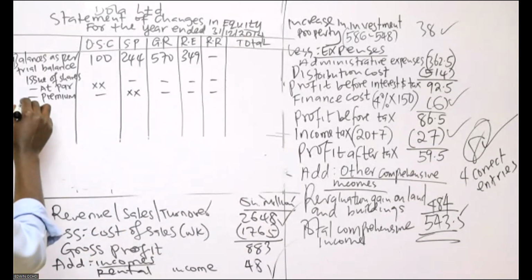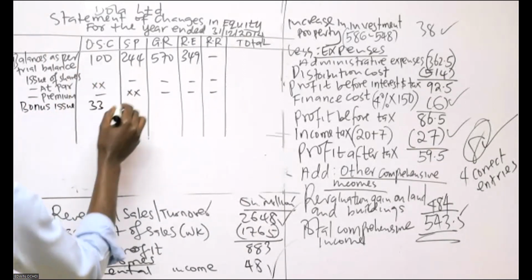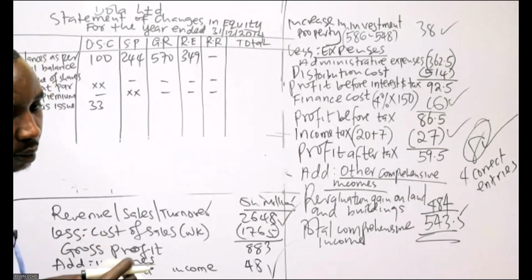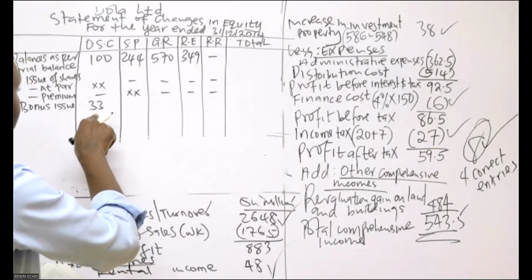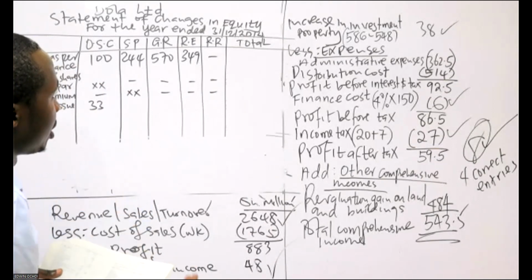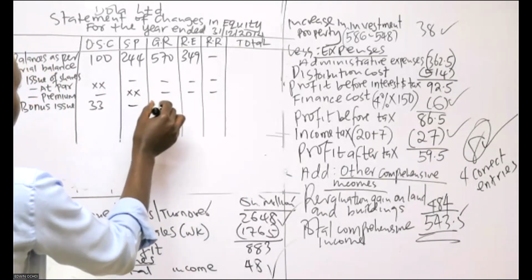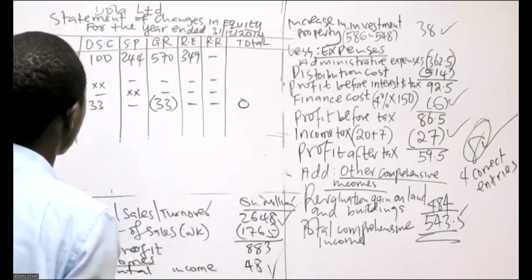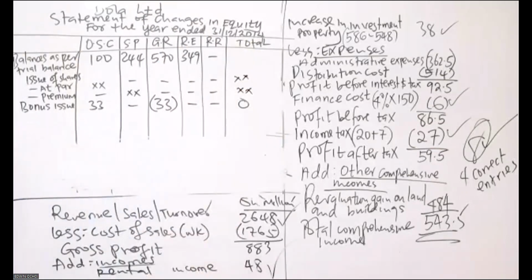Then after that, there was bonus issue. So 33, it increases the capital because it is shares issued for free, capitalizing its general reserve. Where they got this money to finance this bonus was from where? That is why they said capitalizing its general reserve. So we minus from this one. So this one will be 0. For the others, we get the totals here.